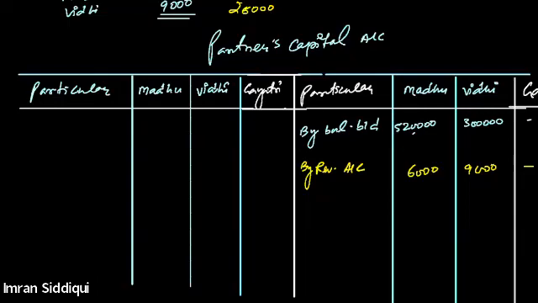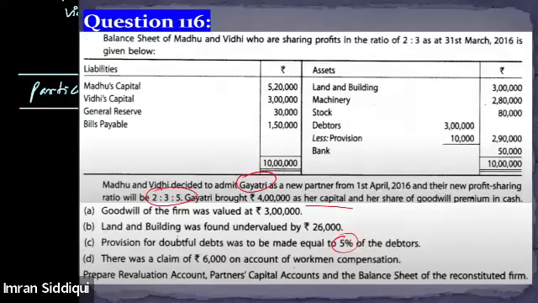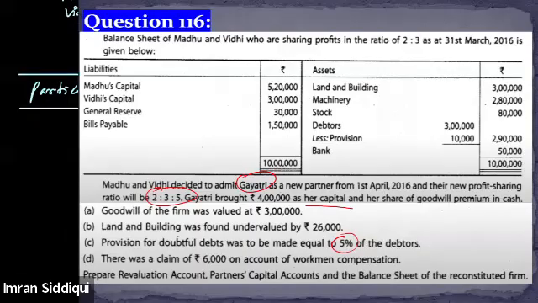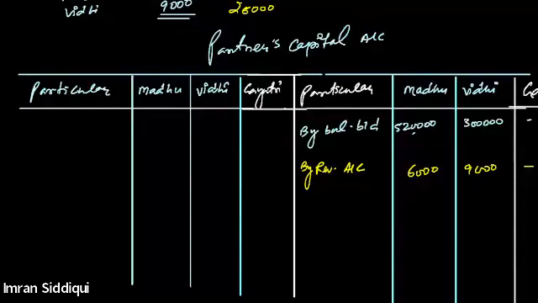Okay. Then there was some general reserve on the liability side. Both of you are able to see the general reserve on the liability side of the balance sheet, yes? 30,000. Since there is no adjustment entry given in the question regarding the general reserve, we can simply distribute it among the partners in the old ratio. So 30,000 will be distributed in the ratio of 2:3, by general reserve.